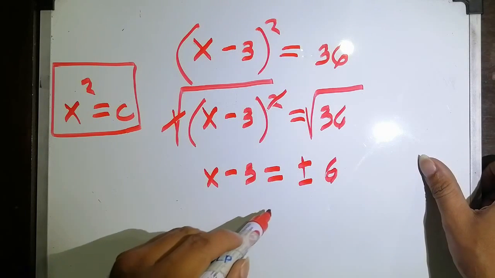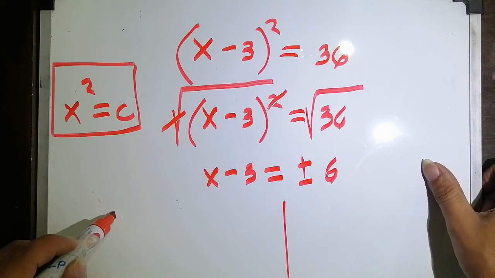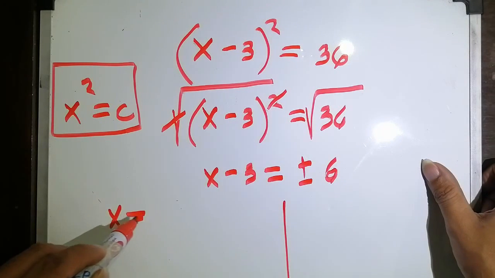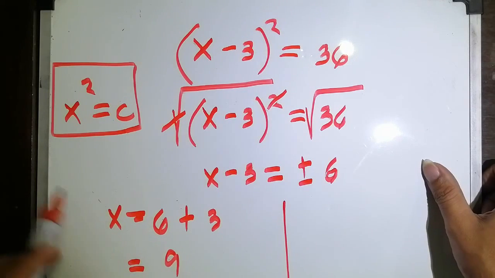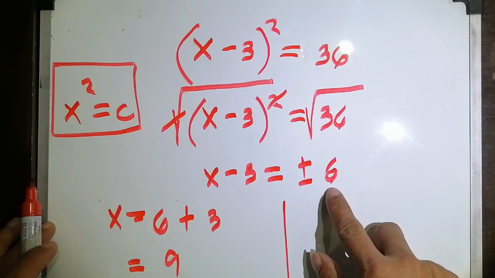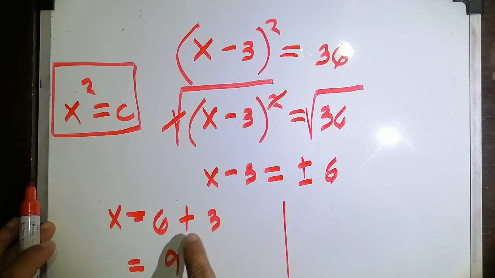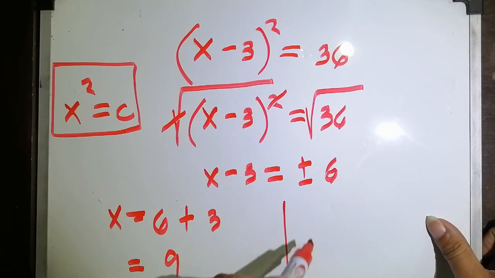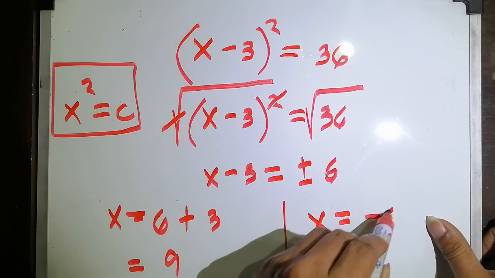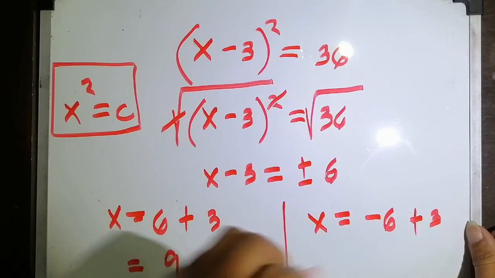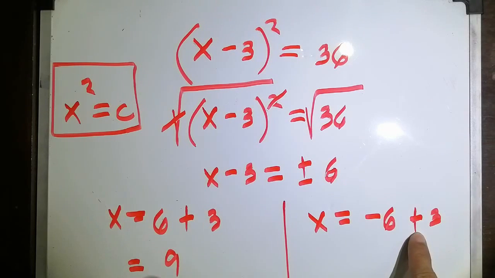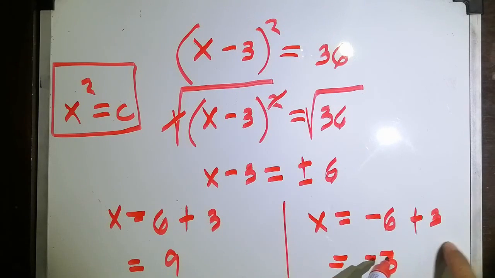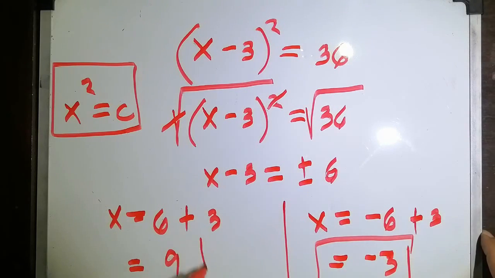So x, two solutions. If x is equal to 6 plus 3, so x is 9. Yung positive 6 muna, tapos yung 3 nilipat natin kaya naging plus. Another solution, x is negative 6 plus 3. So kanina kinuha natin yung positive, this time kukunin natin yung negative. So, plus 3 pa din. So, negative 6 plus 3 is negative 3. So, ito yung ating dalawang solution.